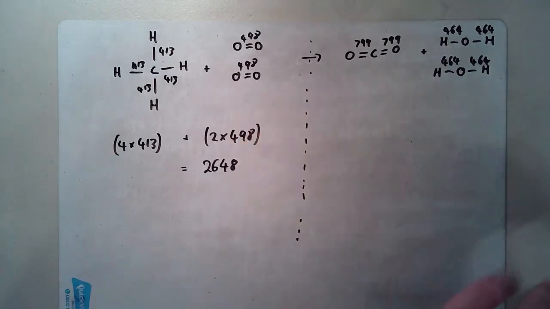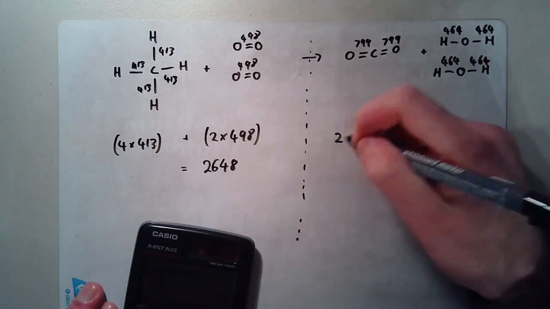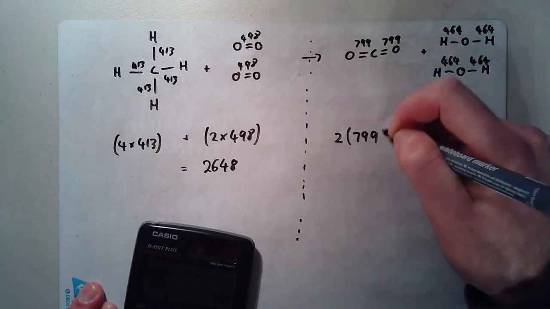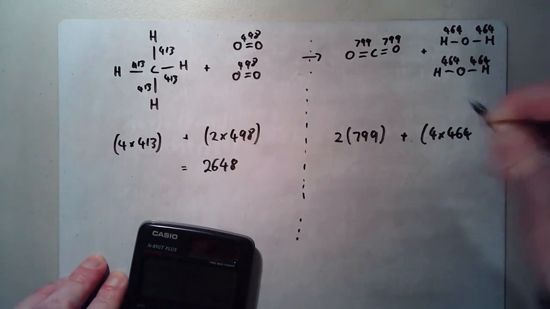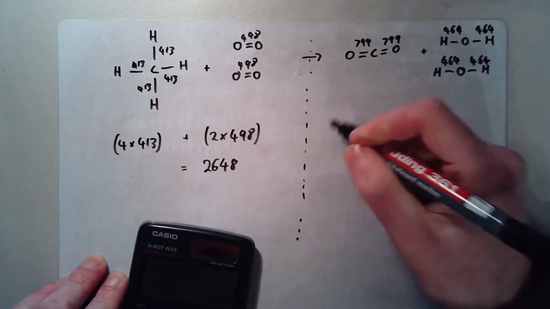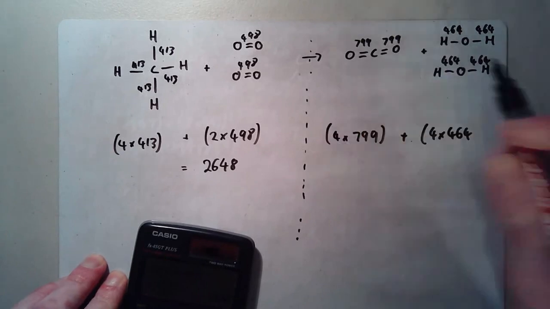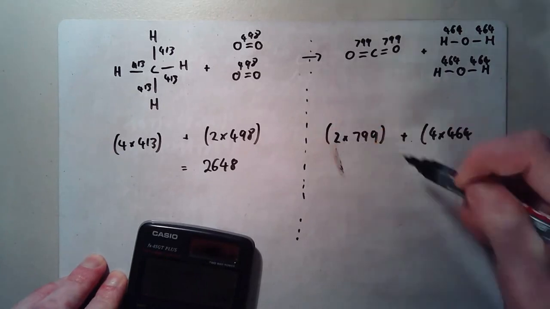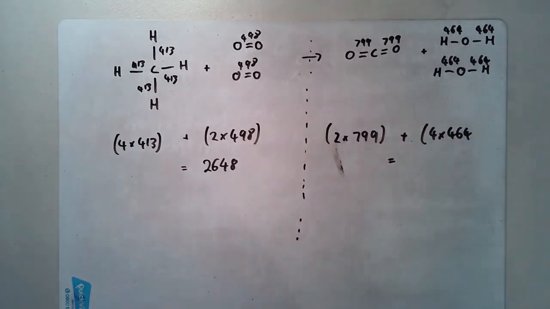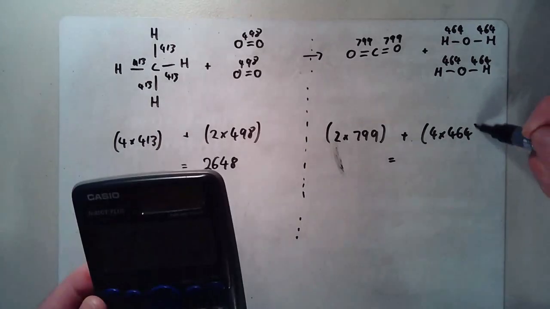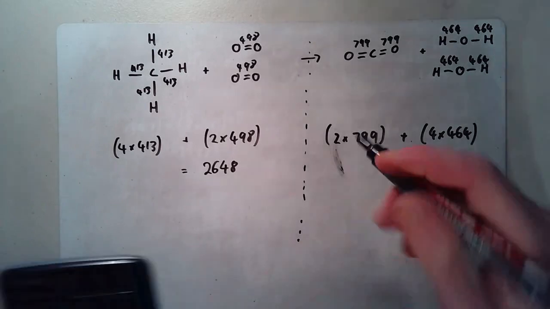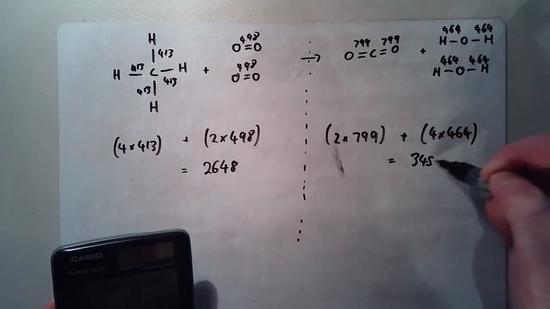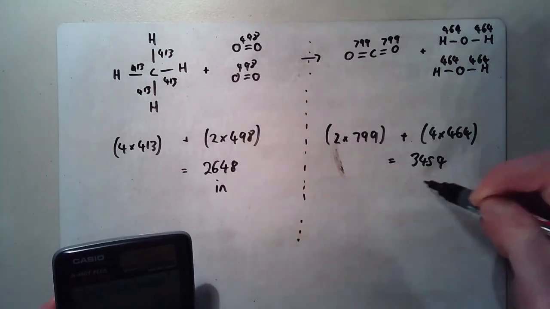And on this side, I've got two lots of 799 plus four lots of 464. For the sake of doing the same thing every time, I'll do it like that: 2 times 799 plus four lots of 464. Gives me 3454. This is in, this is out.